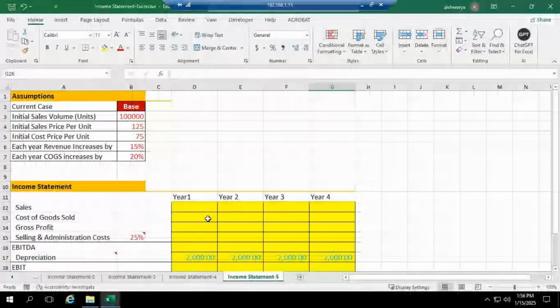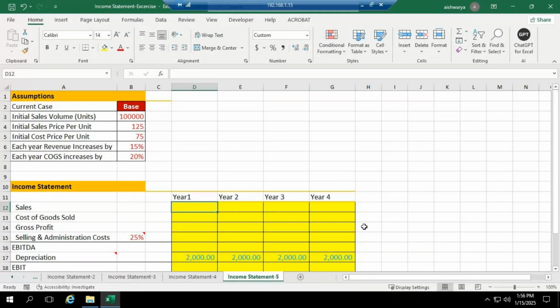So this one, will you do it by yourselves? So the income statement number 5. Once I will just explain to you, and then I will go for the next topic, that is the balance sheet. So sales volume: here 1 lakh is the base, so year 1 is 1 lakh. 1 lakh into how much is the sales price per unit? 125. So you just put here 125 and then press enter.